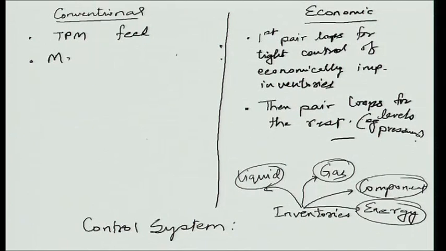Material balance control is then implemented, basically levels and pressures, loops for material balance control, and then finally loops are put for total material balance control. Then you start putting in loops for component inventory control.